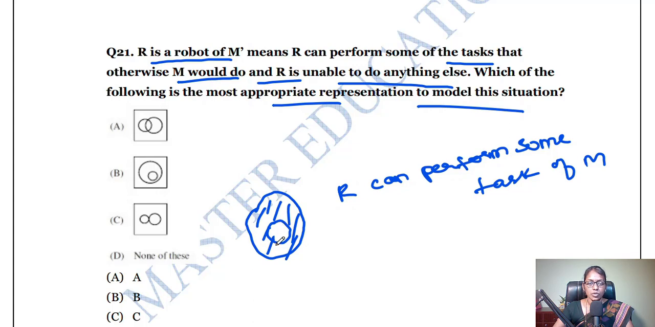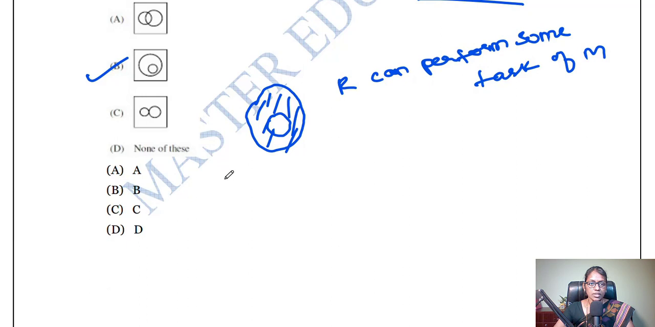R is a robot of M dash means R can perform some of the tasks that otherwise M would do. R is unable to do anything else. Which of the following is the most appropriate representation? So R will come under M. If you see which option is there, option B is the exact one. R will come inside M. So this is R and this will become M. So option B is the correct answer.